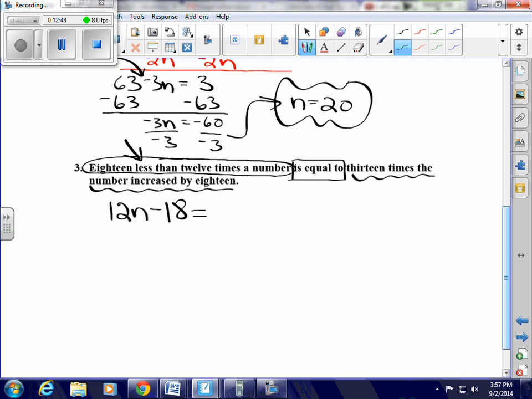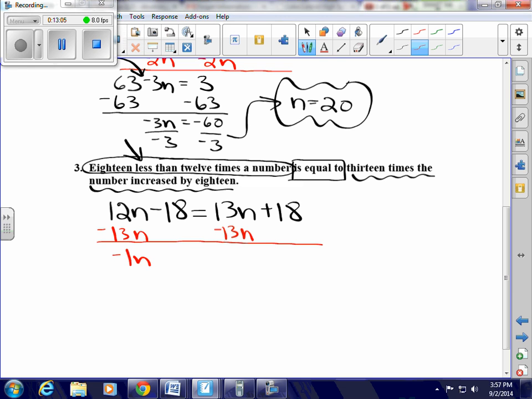Now that'll be equal to, now we need to take 13 times the number increased by 18. Well, that's not bad. 13 times the number increased by 18. All right, so take the n's on the right side and cancel them out. It's positive 13n, so we're going to do minus 13n. 12 minus 13 is negative 1n. Minus 18 is equal to 18.